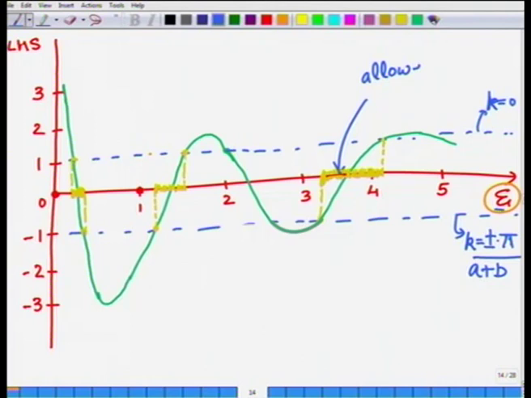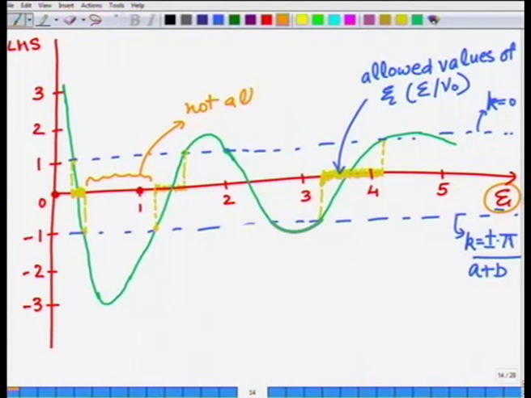Which remember is energy divided by V 0. So, these are essentially, therefore, allowed values of energy. Now, you see a beautiful result there. What do you notice in here? Now, we see the origin of the band gap. That means here we have allowed energies, but in between are energies not allowed. Not allowed energies in between we have.